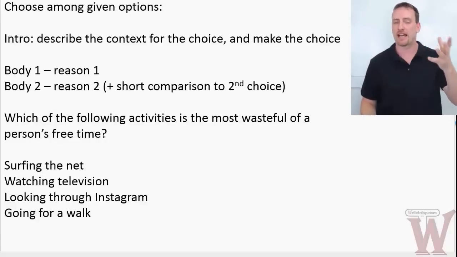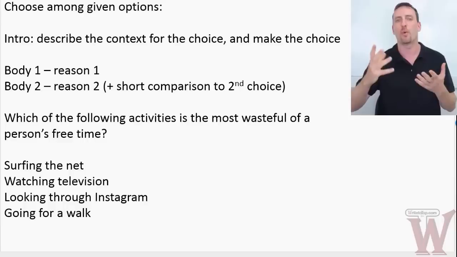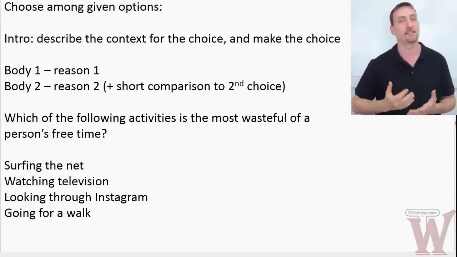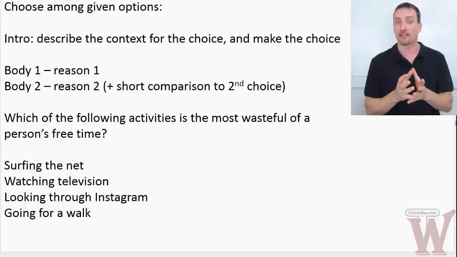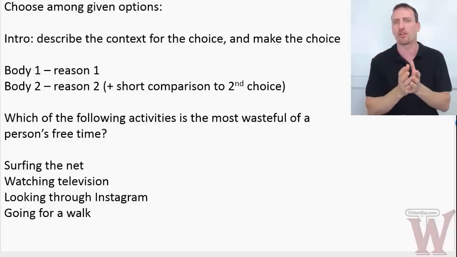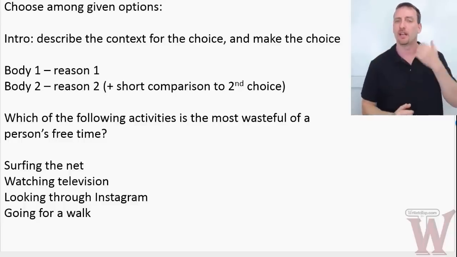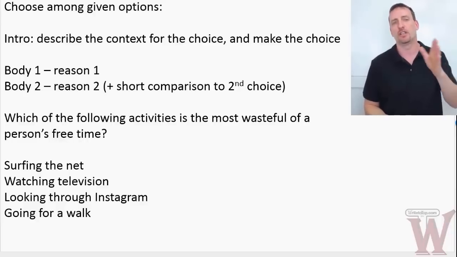And sometimes the last question type you might get is they'll give you a few options, choose one, say why you made this choice. Again, this is an opinion question. Introduction, describe the context. What does this choice have to do? Like, what is this choice out of all the other choices? What are we talking about? And clearly state your choice. Body paragraph 1, reason 1. Body paragraph 2, reason 2.